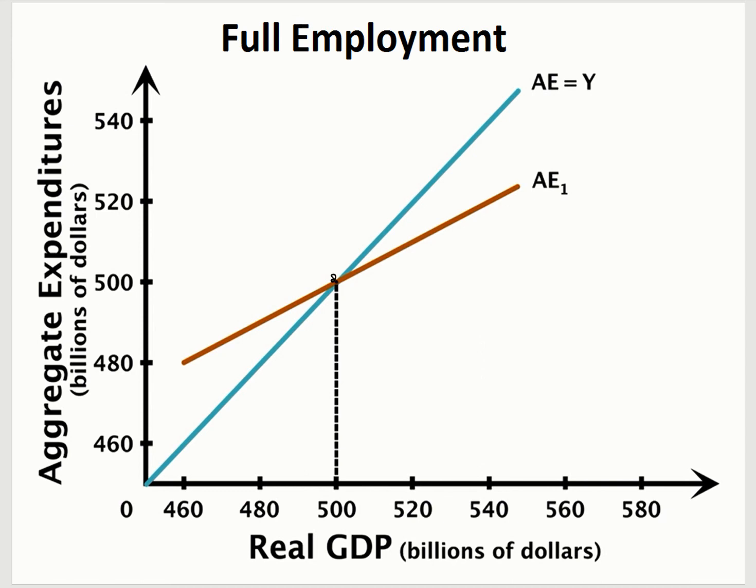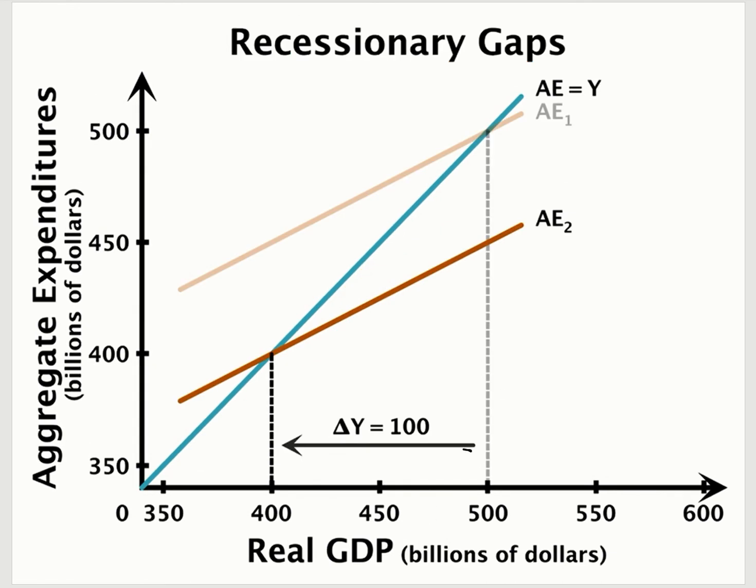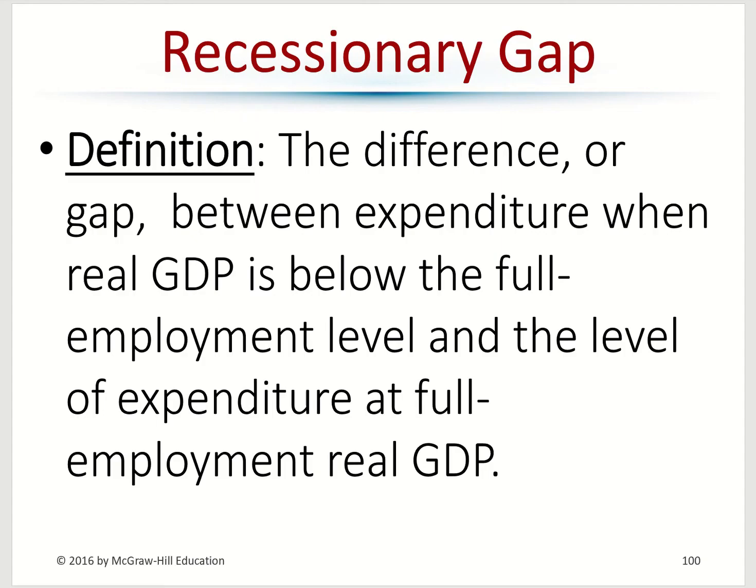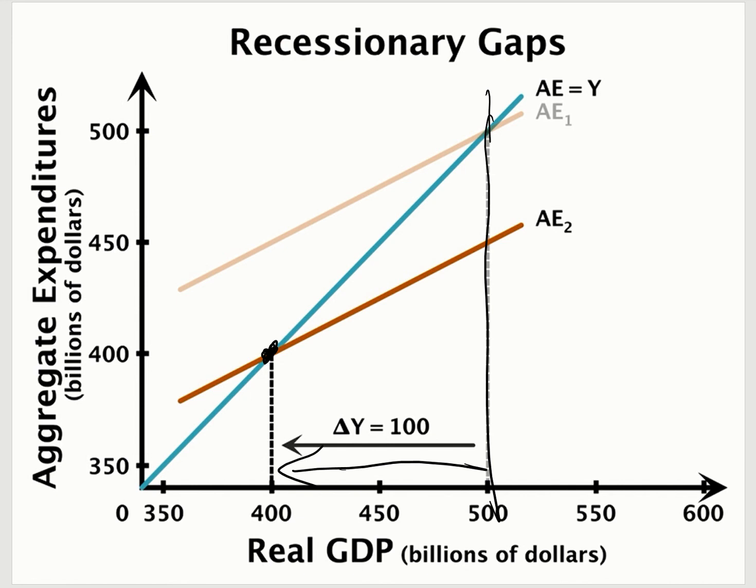right now we're at full employment. So right now the economy is doing great. We're at 500. And then let's suppose something happens, right? Let's suppose our real GDP goes down by 100. So it went from 500 to 400. Now we're operating at this level. At this level here, this gap here is called a recessionary gap. So how far we are from our full employment, that is called a recessionary gap. By definition, it's the difference or gap between the expenditures when the real GDP is below the full employment real GDP. So whenever you are less than the optimal level of 500, that's called a recessionary gap.